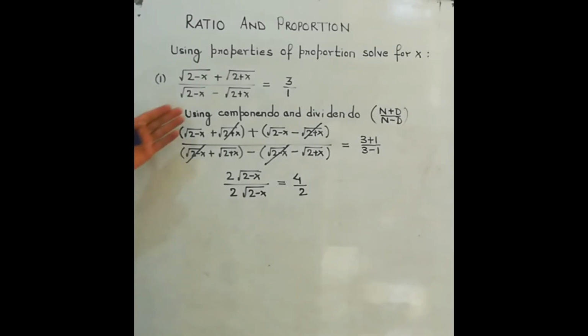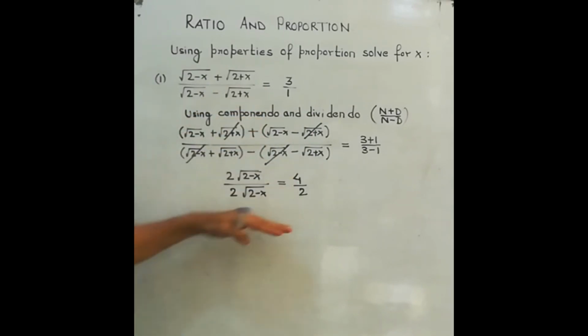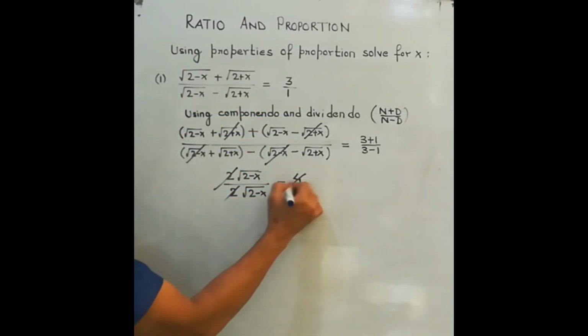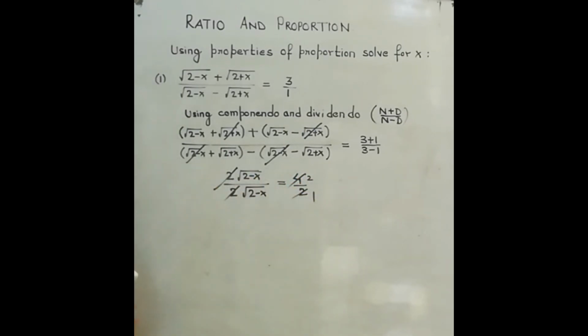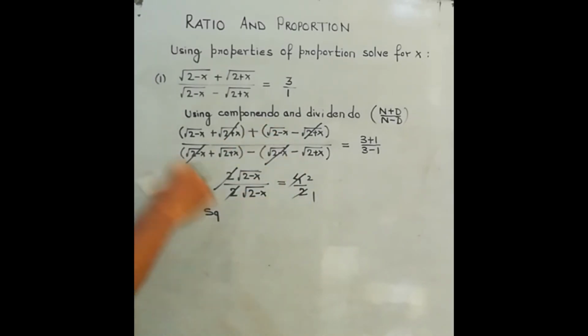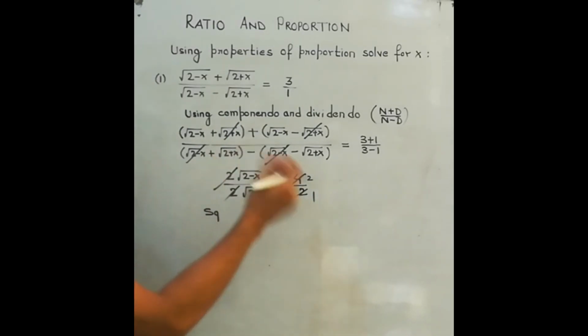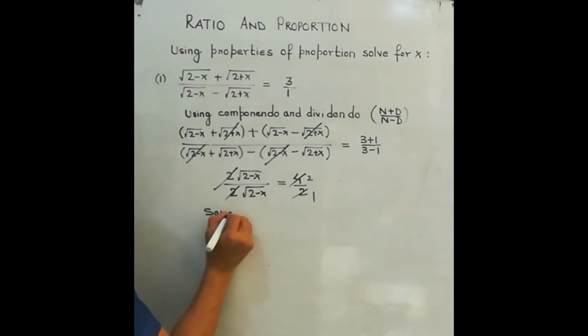So here you can see I applied the property componendo and dividendo and I got the proportion in reduced form. So this will cancel out. This will be reduced as 2 upon 1. Now to solve this, I will remove this root sign. And how to remove the root sign? By squaring both the sides. I will square both the sides. Remember, any property to be applied should be applied on both sides. You can't square only on the left. You have to square both the sides.